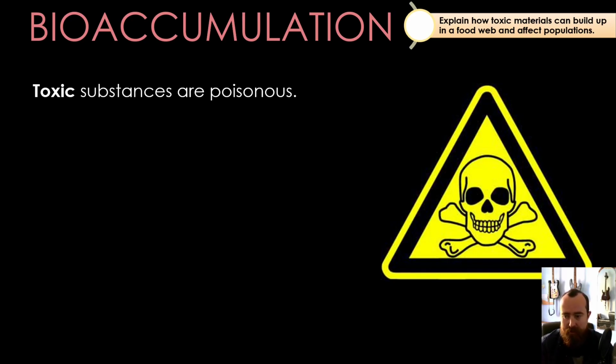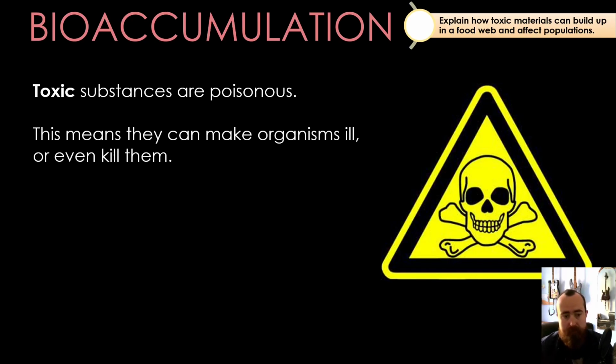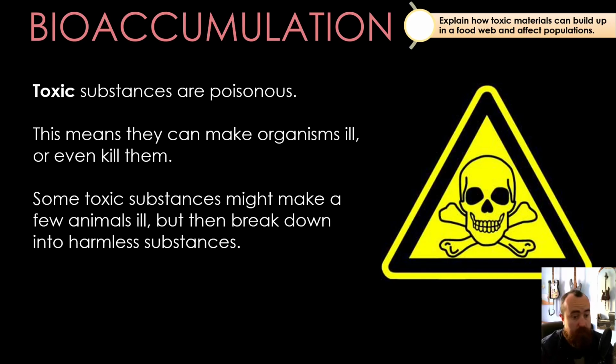This sign here, this skull and crossbones, is the sign that we use for substances that are toxic. Now, a toxic substance is a substance that is poisonous. That means that it could make you ill, or it could potentially even kill you. So some toxic substances might make an animal ill, but then they might start to just break down. So the molecules that make up the toxin might react with other things. They get broken down into other molecules, other compounds, and they become harmless.